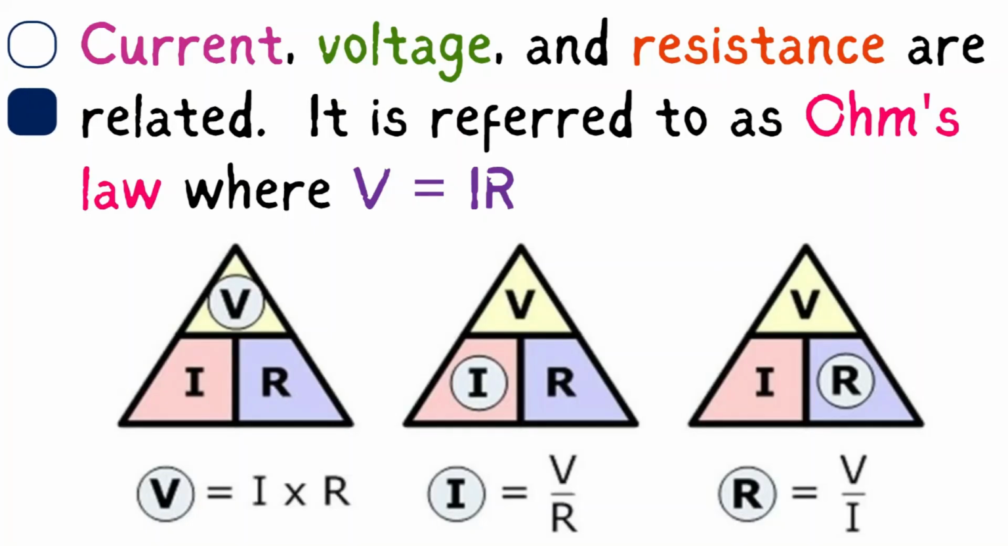Current, voltage, and resistance are related. It is referred to as Ohm's law, where V is equal to IR. It can be transposed to find that V over R is equal to current and V over I is equal to resistance.